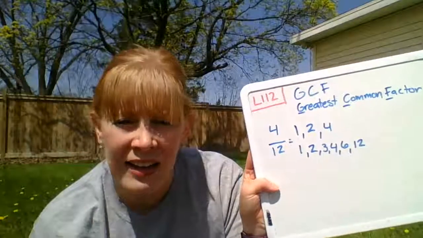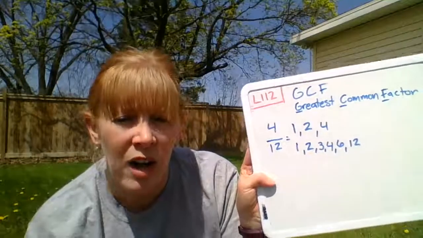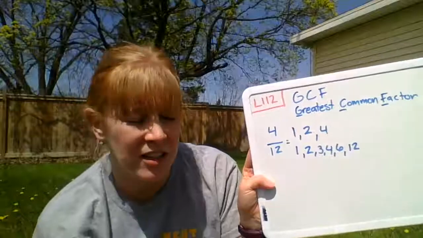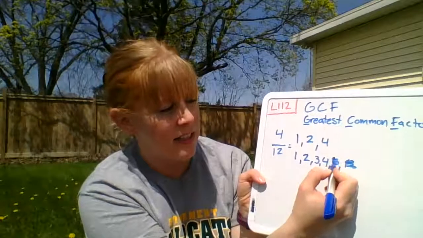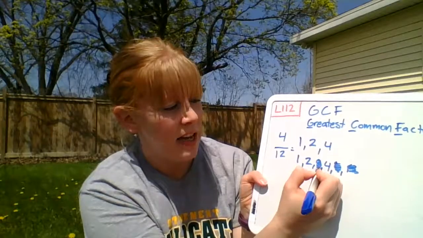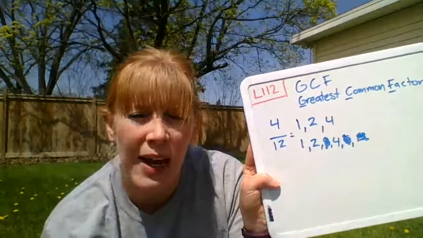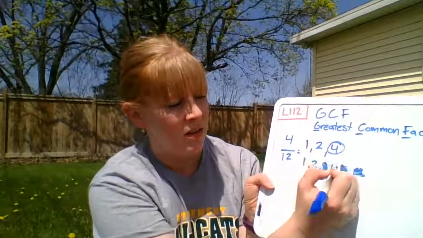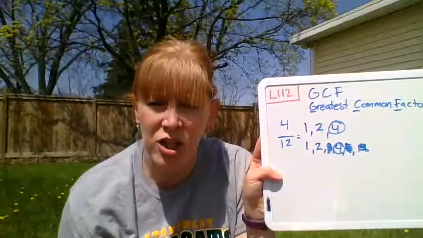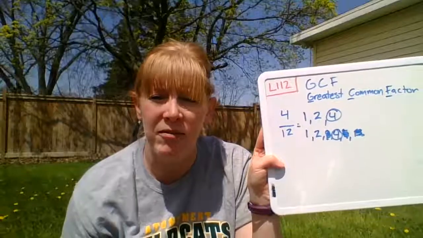So I'm going to cross off any number that does not appear in both sets of factors. 12 is not in every list. 6 is not in each list. 3 is not in each list. So I'm left with 1, 2, and 4. And the largest of those is 4. So that is my GCF, my greatest common factor.